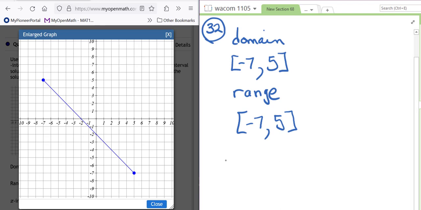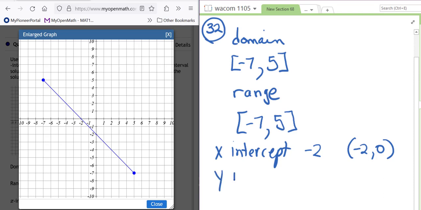All right, next it asks about x-intercept. So the point where the graph crosses the x-axis is right here. It is -2. If they ask for an ordered pair, the answer is -2, 0. So your opposite piece is 0 of what they ask for. All right, I'm going to guess that it's asking y-intercept.